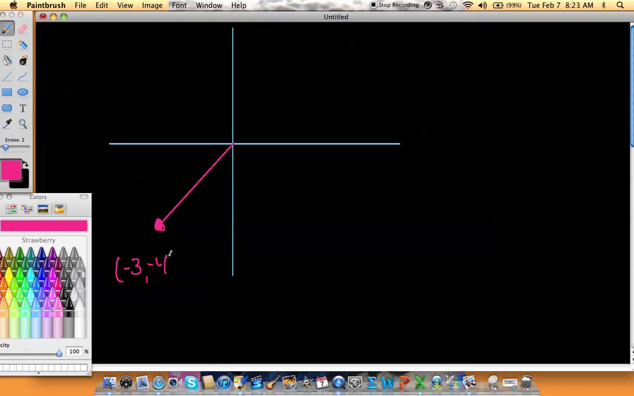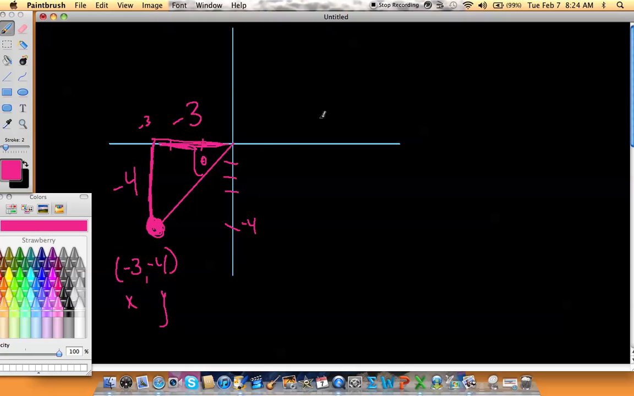-3, -4, which means it has an x and a y. The x is -3, which means I'm going back to -3, and I'm going down 1, 2, to -4. So I go over -3 units, and I go down -4 units, and that's how that coordinate was developed.